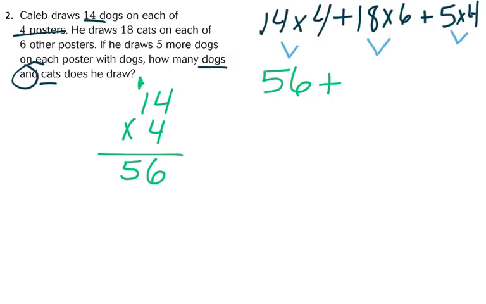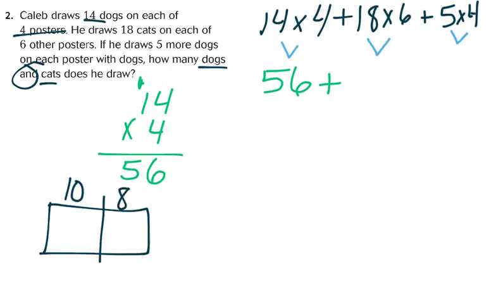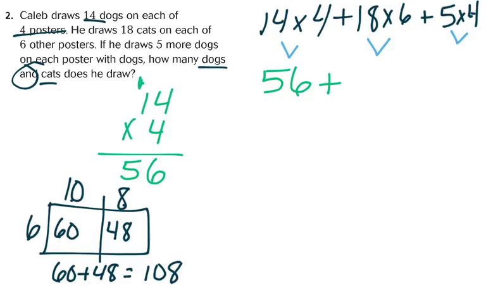Plus 18 times 6. I'm going to use my area model for this one. So I'm going to draw my box just so that you can see different ways to work these problems out. I'm going to split 18 up into 10 and 8, and I'm going to multiply that times 6. So 18 times 6. 6 times 10 is 60, and 6 times 8 is 48. Now I need to add those 2 pieces together. 60 plus 48. I add my 1's. 0 plus 8 is 8, and then 4 plus 6 is 10. So that is 108 cats.